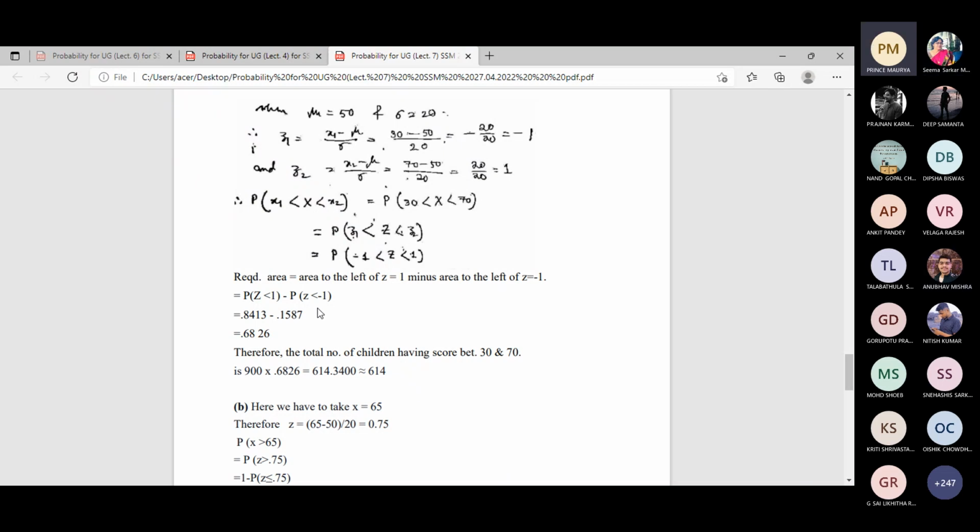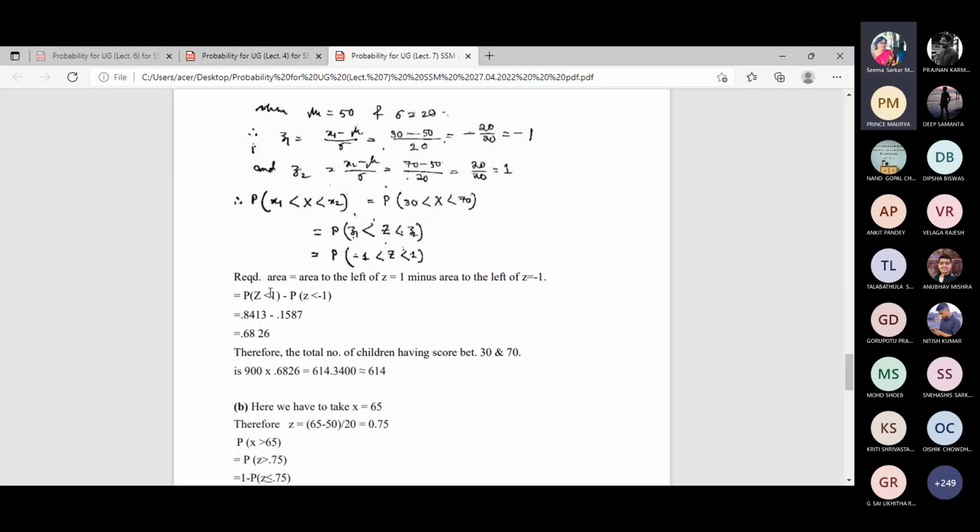Ma'am, but the thing is, P of Z equals 1 gives 0.8413. P of Z equals 1 gives this value. So we have to consider some value. You are confused because these are continuous random variables. Yes.